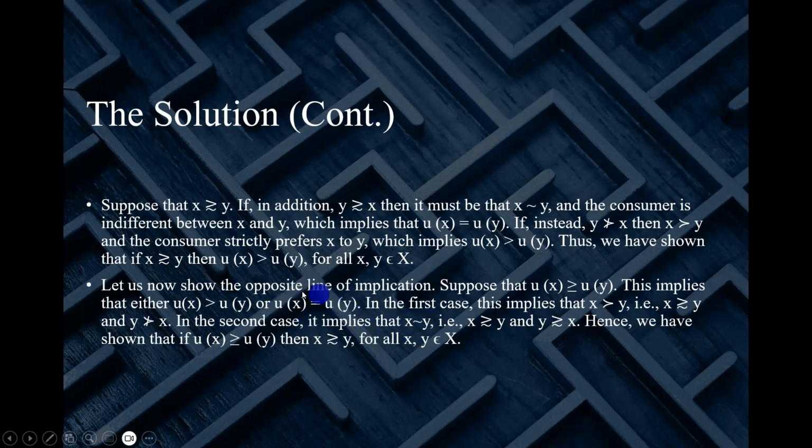Here, x is indifferent to y, such that x is at least as good as y and y is at least as good as x. Hence, we have shown that if the utility of x is greater than or equal to utility of y, then x is at least as good as y, or there is a preference relation between x and y.